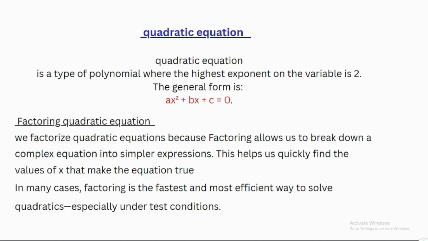Today's lesson is about quadratic equations. A quadratic equation is a type of polynomial where the highest exponent on the variable is 2. The general form is ax squared plus bx plus c equals 0. We notice here that the highest exponent is 2.